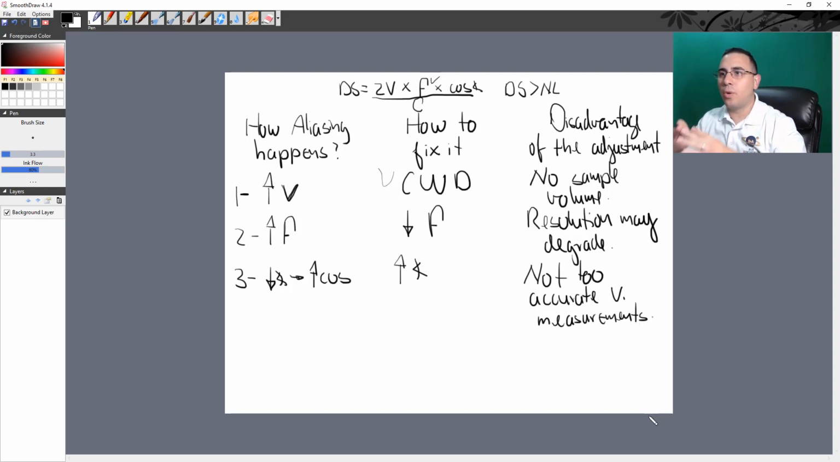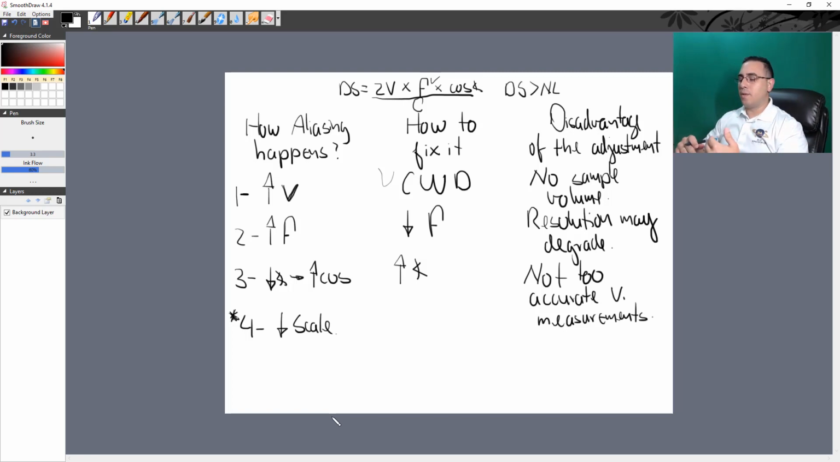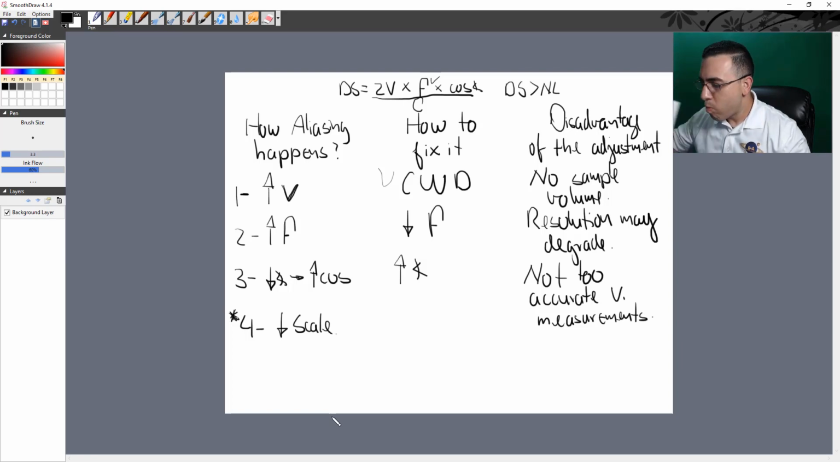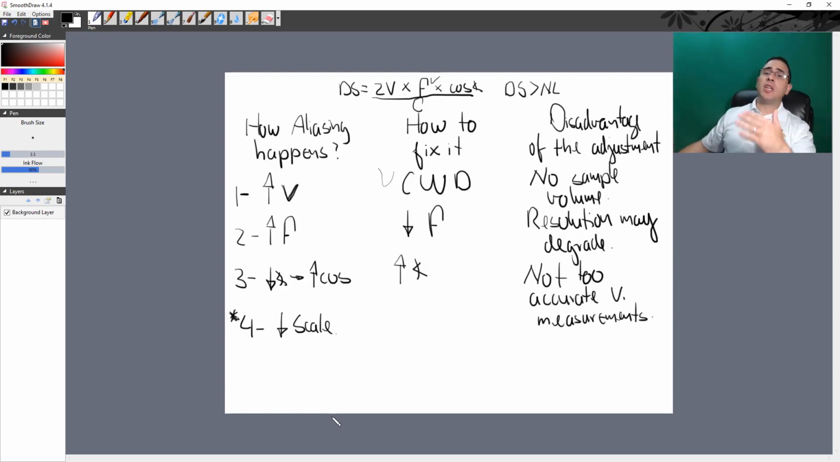Okay, so we will continue. We are done with this formula, but we have to add three more items. Number four, with this star sign here, is the scale. If your scale is too low, that means the pulse repetition frequency is too low. And remember, Nyquist limit equals pulse repetition frequency divided by 2. If pulse repetition frequency goes down, the Nyquist limit is going to go down, and then there are more chances for this Doppler shift to go over the Nyquist limit.